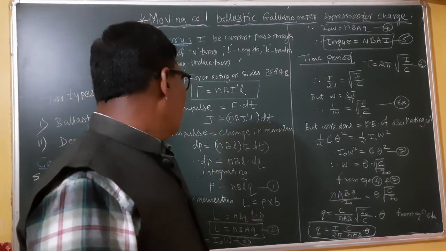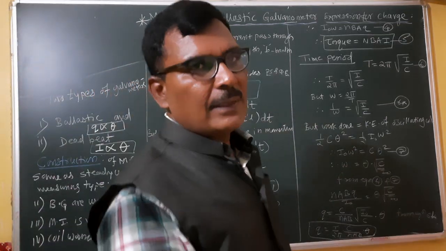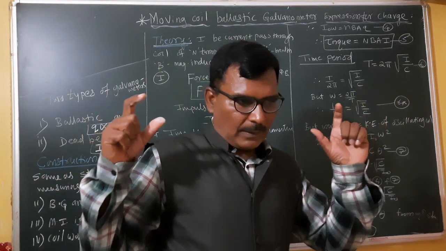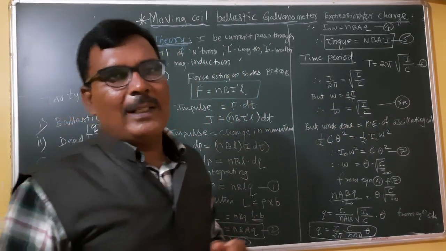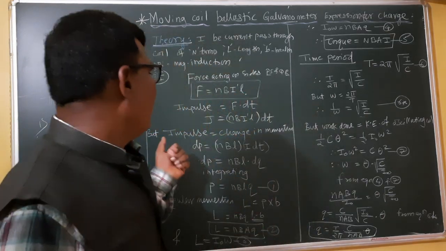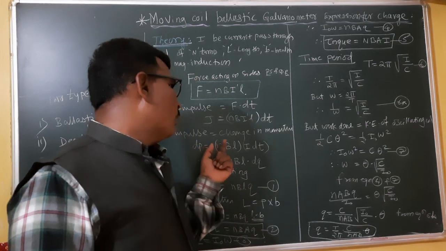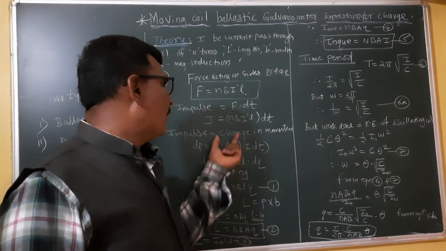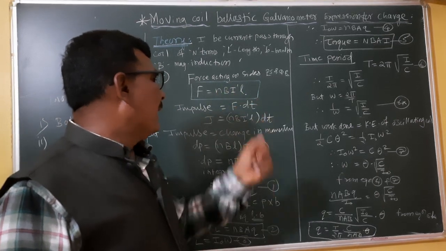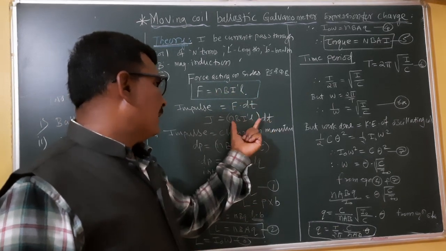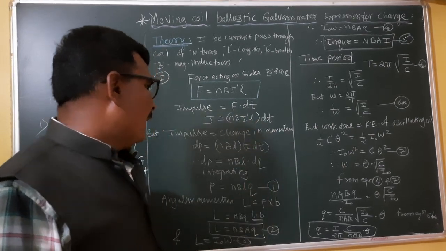Impulse, as we studied in the 11th standard, is given by the impulse-momentum theorem: impulse is the change in momentum, denoted by dp. Rearranging this equation, we get nBL times I dt, and I dt is called the charge.